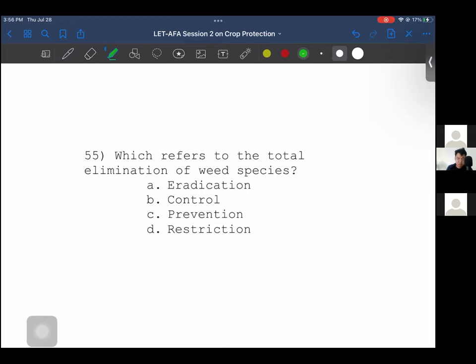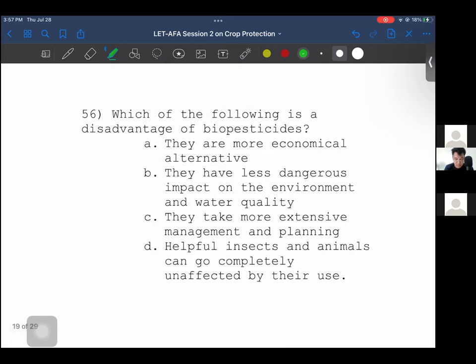Okay. Which refers to the total elimination of weed species? For this question, the keyword is total elimination. If you look at the choices, the best and closest answer that can account for elimination is eradication. Elimination and eradication are almost synonyms, right? So yeah. Okay, so next, number 56.